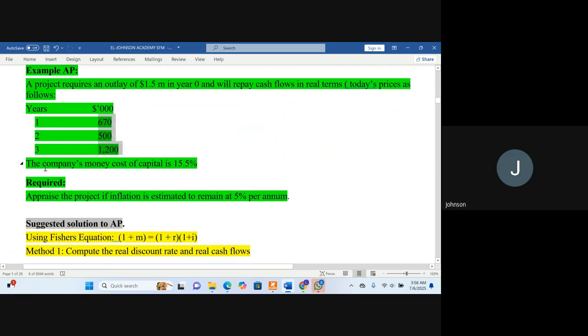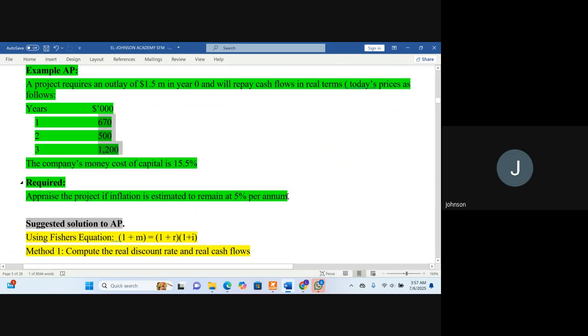So when you check it, you see that they say the company's money cost of capital is 15.5%. That means this cost of capital is in money terms, so it has been affected by inflation. What you would have naturally done is check the inflation rate they are giving for our cash flows. Are they giving separate inflation rates? If they are, then you may need to go and inflate all your cash flows, because the inflation rates are not the same.